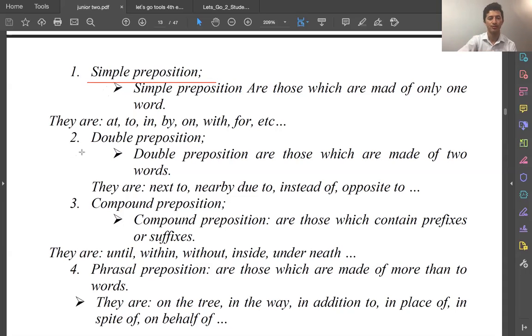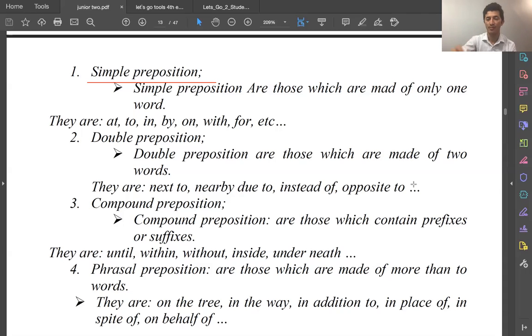That's easy. Number two, double prepositions. Double prepositions are those which are made of two words. Double, the name is also clear that it is double. Like next to, nearby, due to, instead of, opposite to. Next to, next and to, so they are made of two words. Nearby, also near and by. Due to, due and to. Instead of, instead and of. Opposite to, opposite and to.